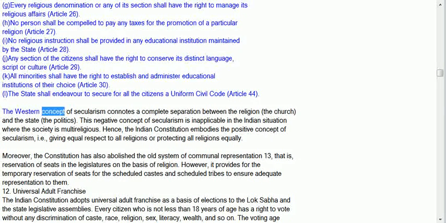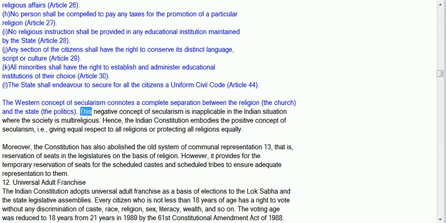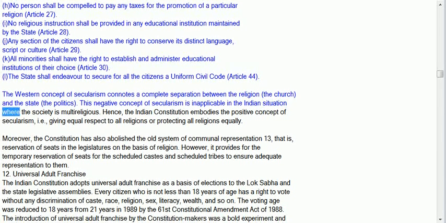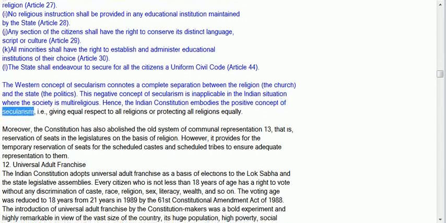The Western concept of secularism connotes a complete separation between the religion, the church, and the state, the politics. This negative concept of secularism is inapplicable in the Indian situation, where the society is multi-religious. Hence, the Indian Constitution embodies the positive concept of secularism, i.e., giving equal respect to all religions or protecting all religions equally.